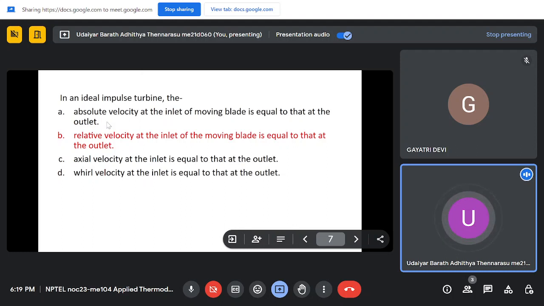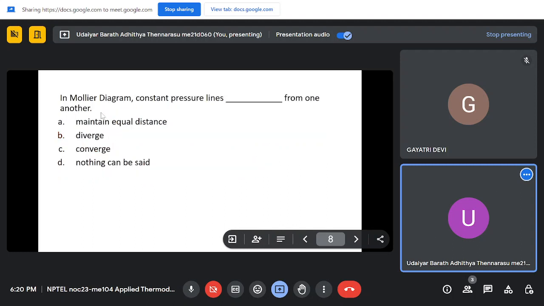This is true only for an ideal case, because you consider there is no friction, so there will be no change in relative velocity. So the answer is option B: the relative velocity at the inlet of the moving blade is equal to that at the outlet. So moving on to the next question.